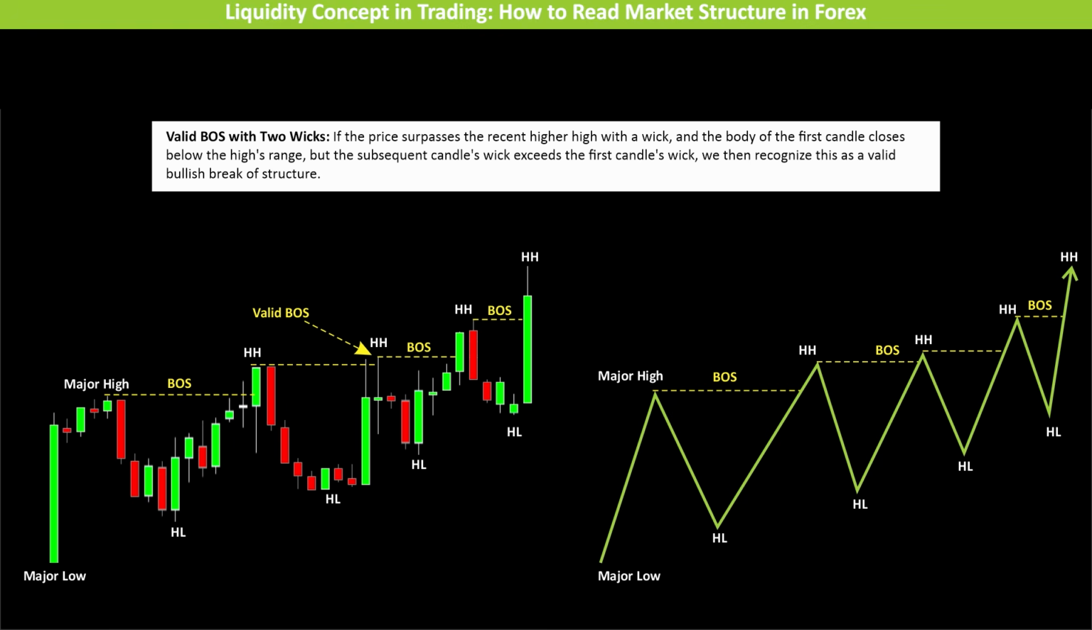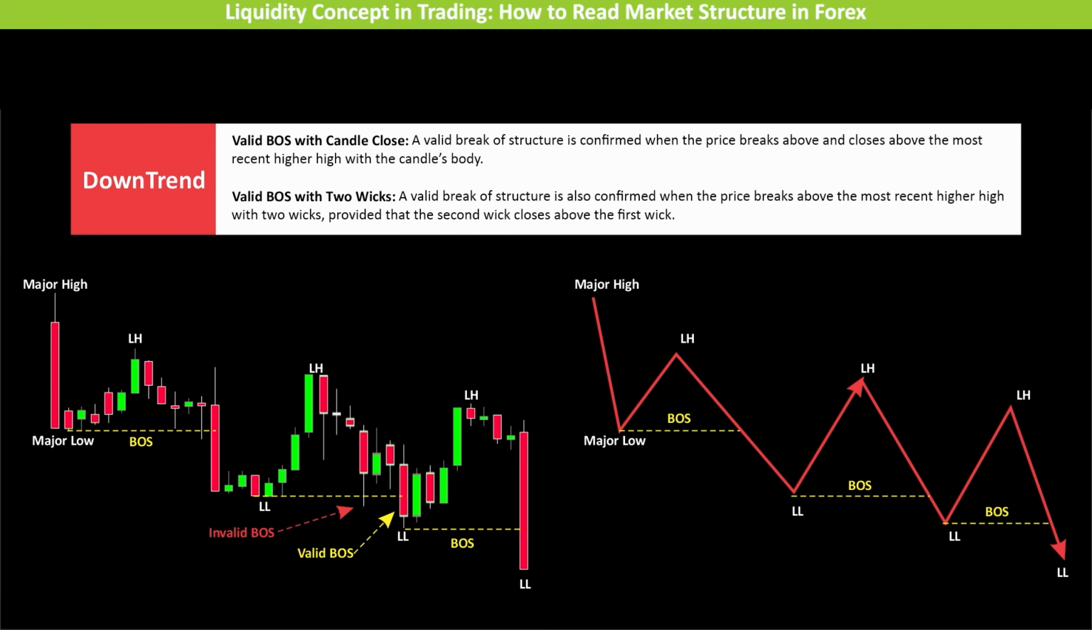If the price later breaks this newly formed low downward, it then acts as a clear indicator of a trend reversal or a valid change of character. Transitioning to the bearish scenario, which mirrors the bullish one. For a bearish market structure to confirm a valid break of structure, the price must break and close below the most recent lower low with the candle's body. If the price breaks the newly created major high upwards, this signals a trend reversal, suggesting that control has shifted from sellers to buyers.